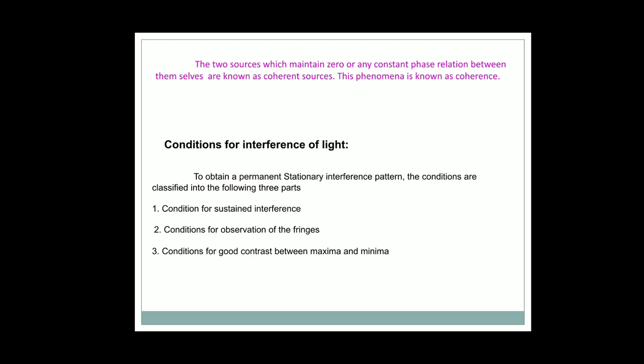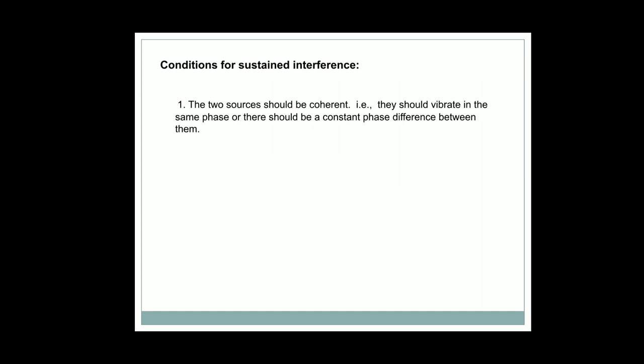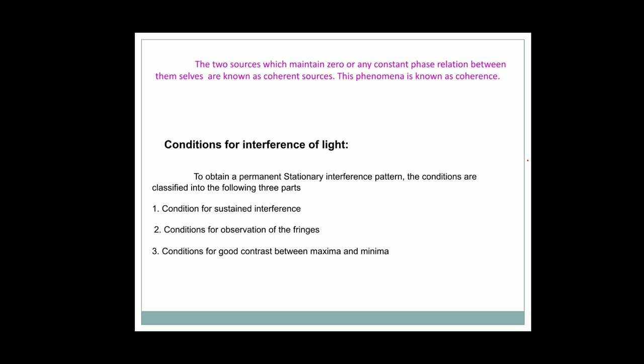So the two sources which maintain zero or constant phase difference between themselves are known as coherent sources. This phenomenon is called coherence. So, to observe the interference pattern, the sources must be coherent. It is nothing but the phase difference must be zero or constant.